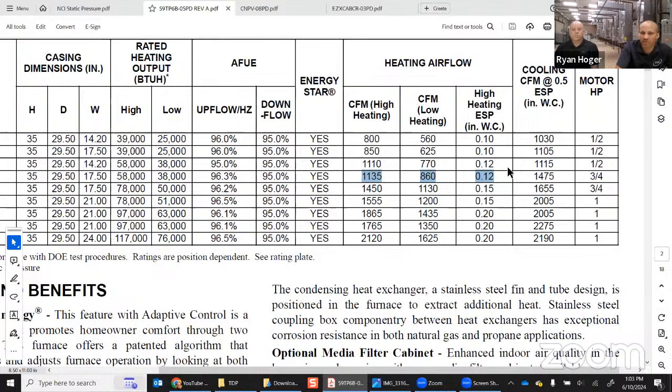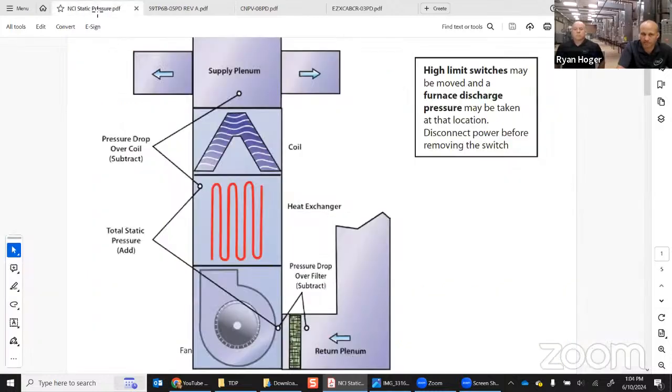You can see what happens. But we say this ESP, external static pressure, we wanted to find what that in fact means. So if we look at a pretty basic system here, this is an upflow furnace. So return on the right, going through the filter, through the fan, through the heat exchanger, through an evaporator coil, and into the supply plenum and out through the ductwork. That's our complete airflow path of a system.